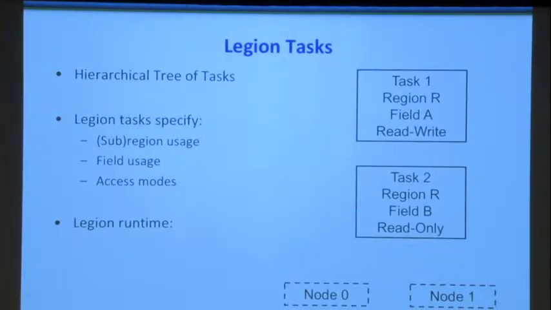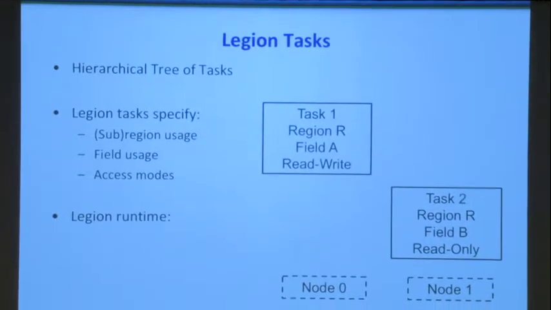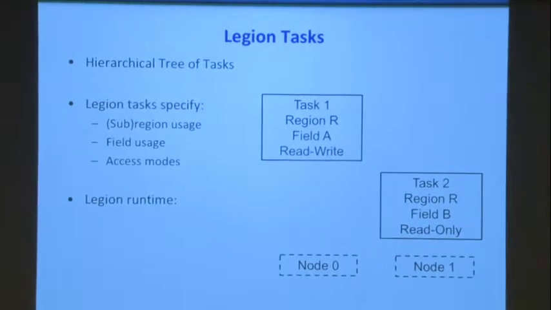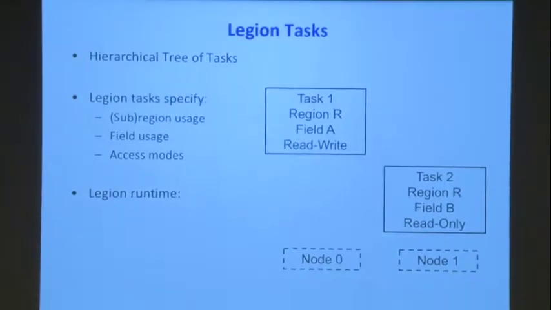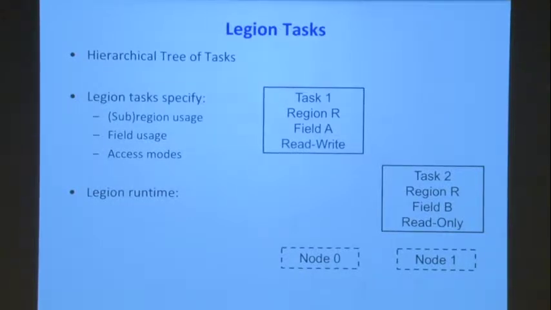So the runtime would recognize that these two tasks are operating on disjoint data. For example, task 1 wants to work with field A and task 2 with field B only. Task 1 in a read-write access mode and task 2 in a read-only mode. And so the Legion runtime would be smart enough to schedule these two tasks independently and have them run at the same time on two different processors, node 0 and node 1.